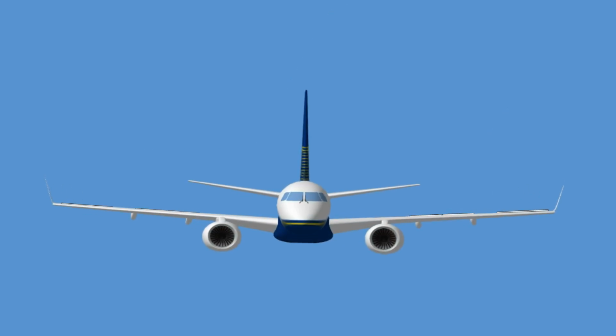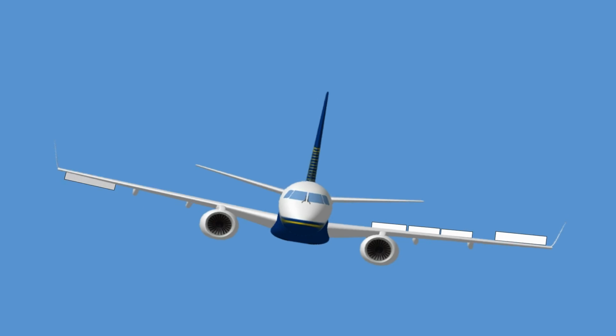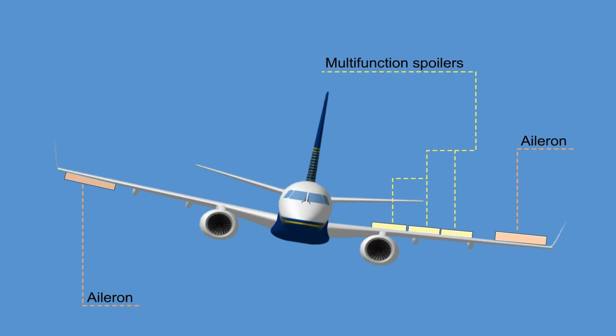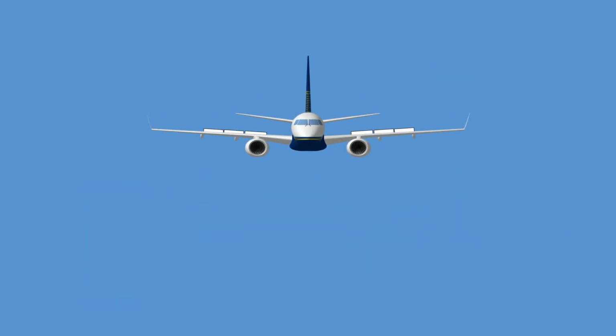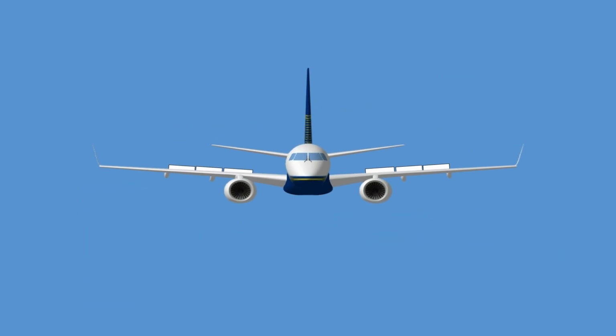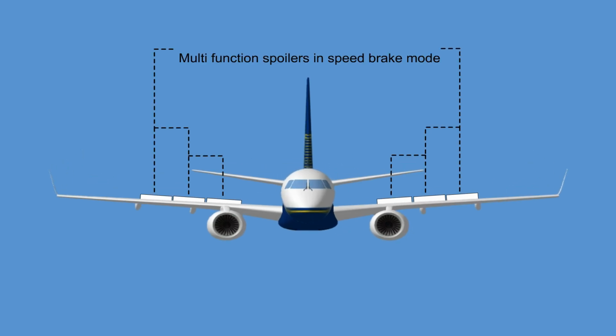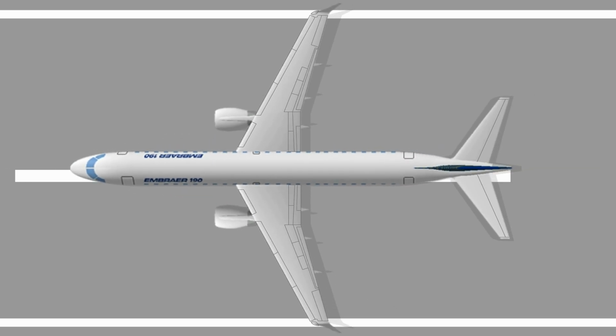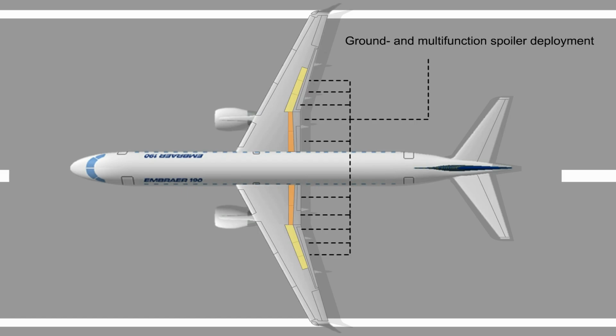The system provides roll control to augment roll inputs from the ailerons, in-flight speed brake control to increase aerodynamic drag, to reduce airspeed or increase rate of descent, and the system also provides automatic ground and multi-function spoiler deployment to increase wheel braking efficiency, and aerodynamic drag to reduce the stopping distance after touchdown.